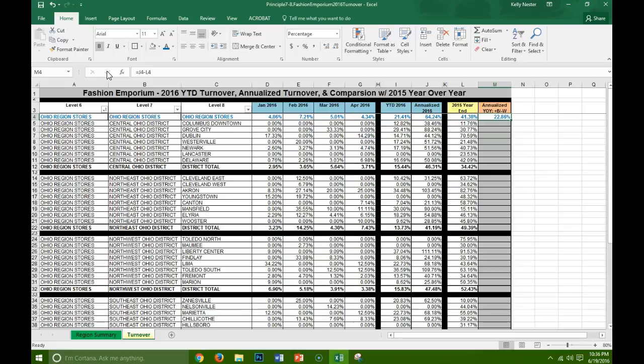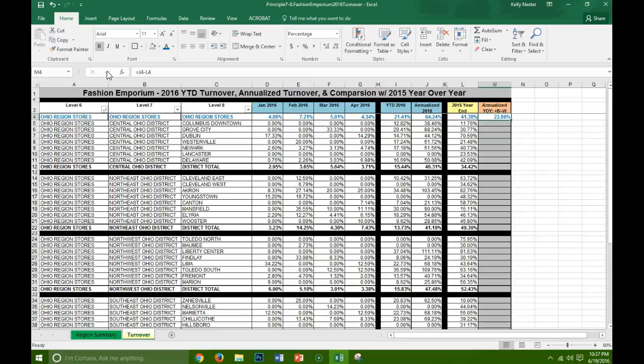This is because if the 2016 annualized turnover is lower than the 2015 year-end turnover, turnover has decreased, which we all know is a good thing. If the 2016 annualized number is higher than the 2015 number, then turnover has increased or is anticipated to have increased by year-end 2016. This, as you know, is not good news for a business.